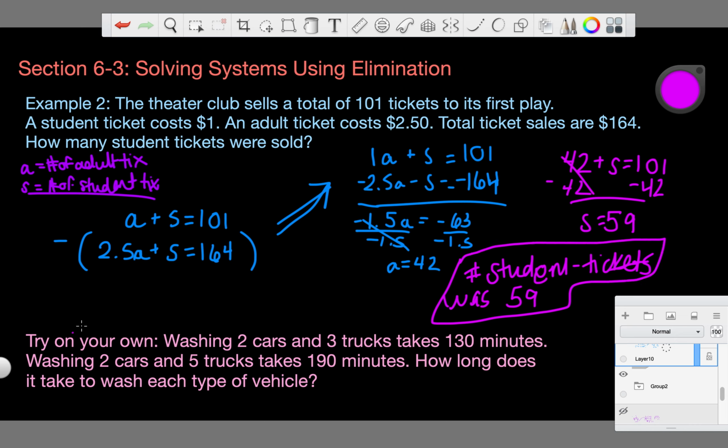I want you guys to try this pink problem on your own. It's about washing cars and trucks, and it talks about the amount of minutes and number of vehicles. Those are the two equations you're writing.